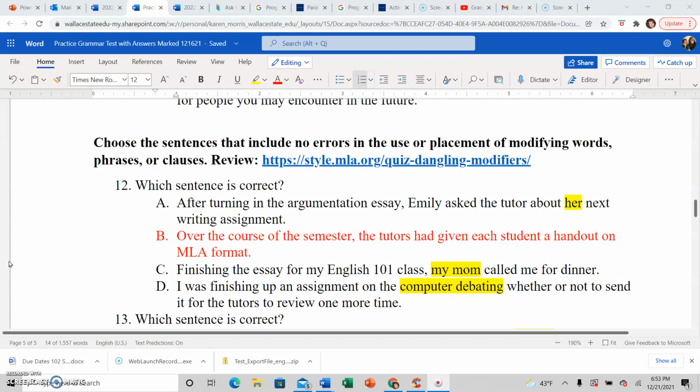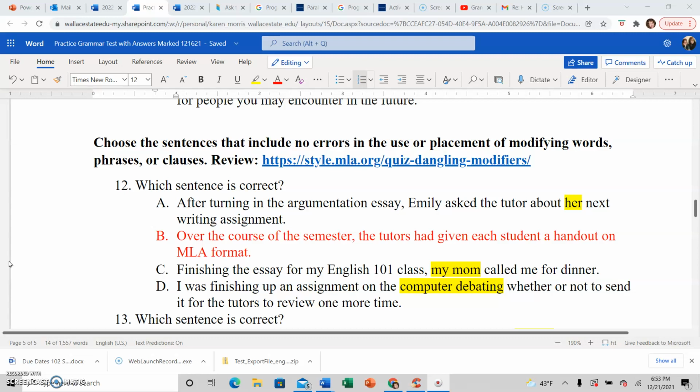And if that's the case, we've got real problems beyond just grammar and punctuation. So make sure that your sentences say what you intend. And your introductory phrases, these modifying phrases that add detail at the beginnings of your sentences, they should be followed by the thing they're talking about. Okay, so in this case, finishing the essay for my English 101 class, I heard my mom calling me for dinner. Okay, so that's what's missing there.